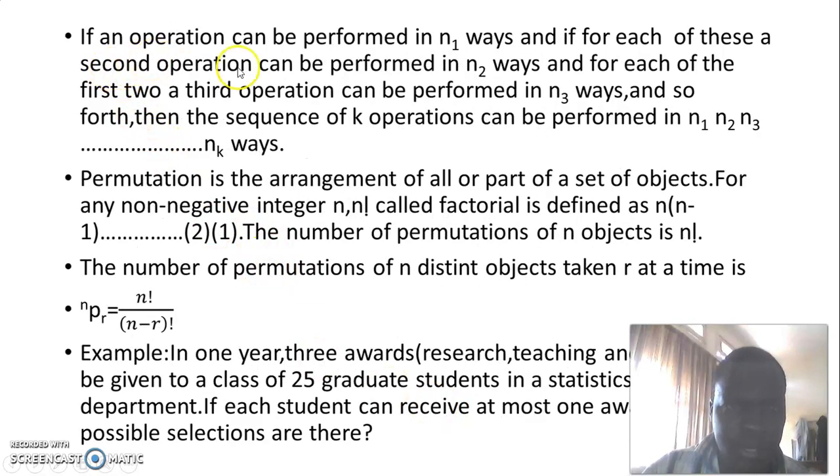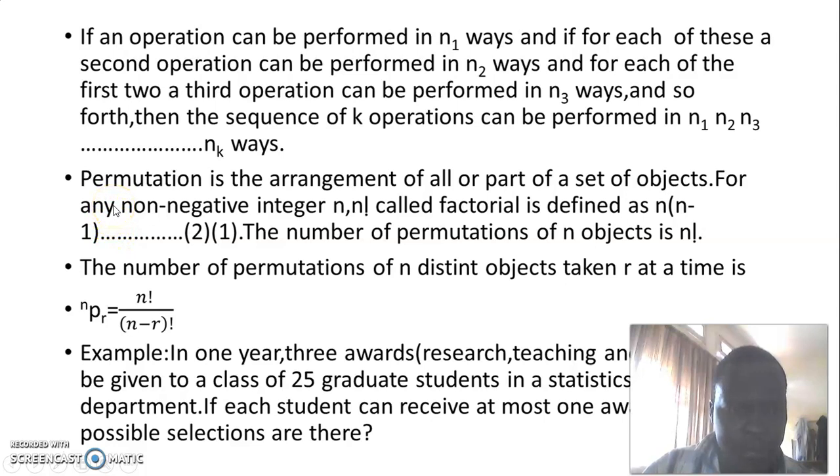If an operation can be performed in n1 ways, and if for each of these a second operation can be performed in n2 ways, and for each of these first two a third operation can be performed in n3 ways, and so forth, then the sequence of k operations can be performed in n1 times n2 times n3 times and so on times nk ways.